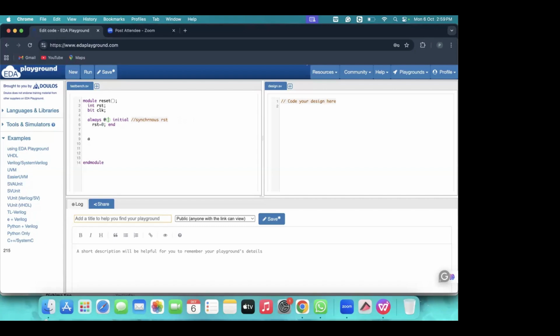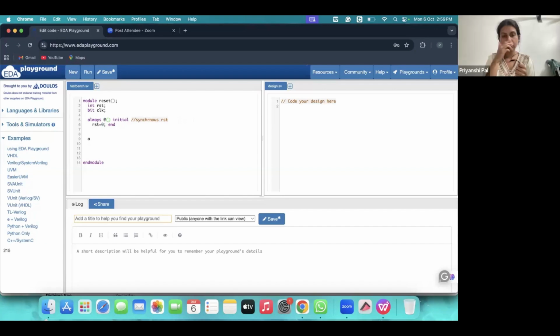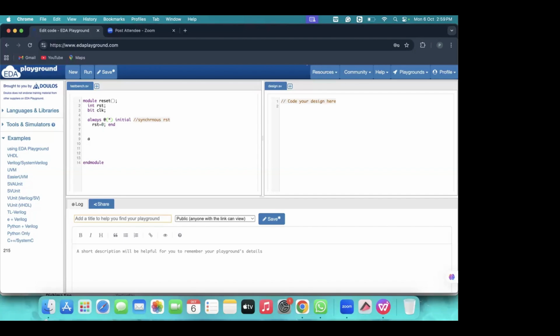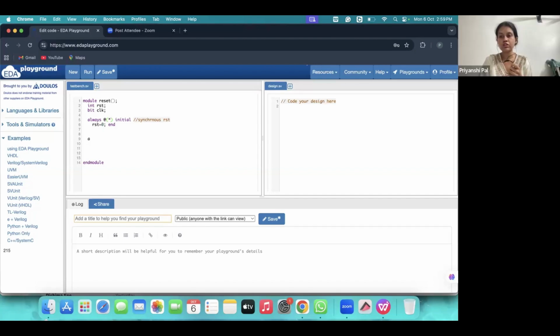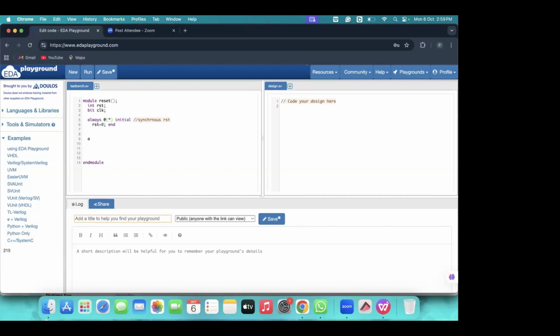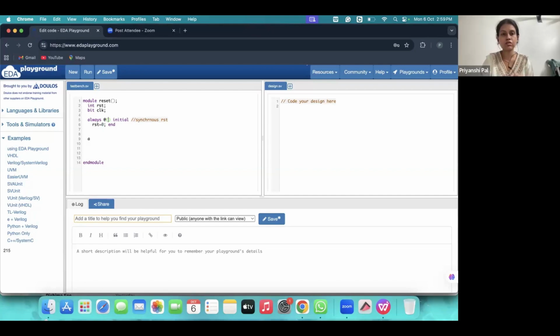So what will the statement inside the always block be? Ma'am, it will depend on the clock and reset both. Yes, or you use or between them, posedge clock or posedge reset. Yes, ma'am.